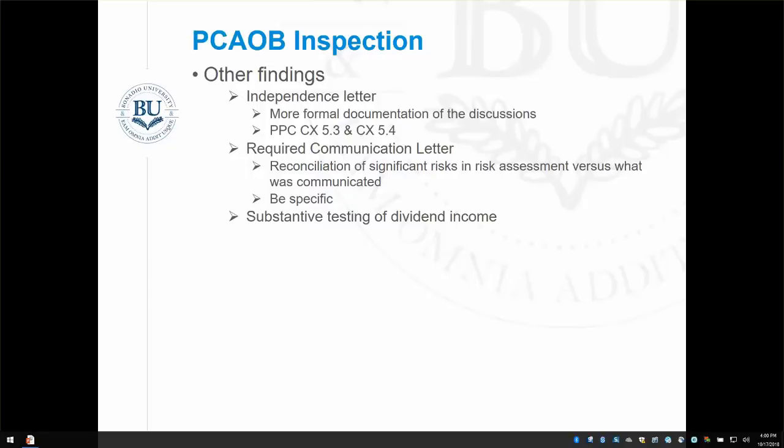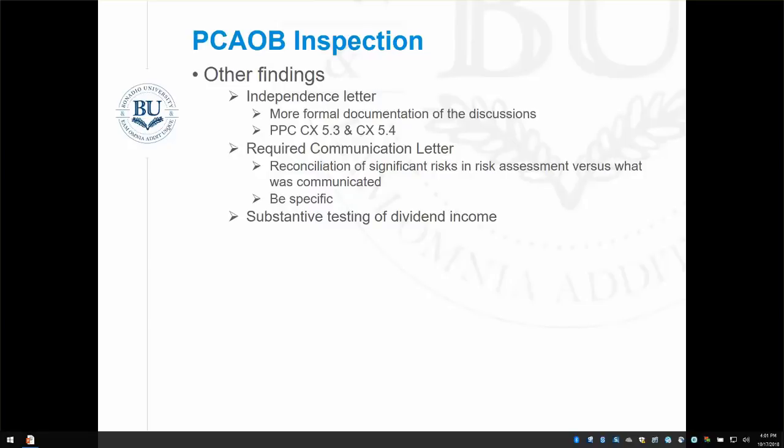The one comment that they did have was to make sure that we reconcile any significant risks within the risk assessment to ensure that we're identifying them within the required communications letter, and vice versa, so that if we identify something within the required communications letter that's deemed to be a significant risk, our risk assessment needs to reflect the fact that that is a significant risk. So just being very careful and very specific as it relates to these items to make sure that we are appropriately cross-referencing them, so that we don't get tripped up by including something as a specific risk within the risk assessment and then not getting it in the required communications letter, and vice versa.